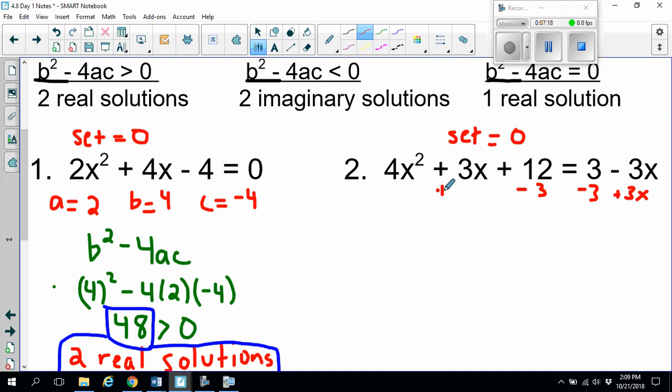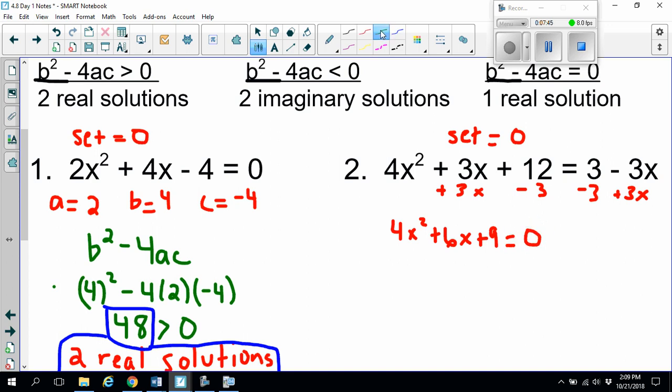Now make sure you combine the correct terms here. So 3x will combine with our other 3x because they are like terms. And our negative 3 will combine with our 12 because those are like terms. So now rewriting this, I have 4x squared plus 6x plus 9. And that's going to be set equal to 0.